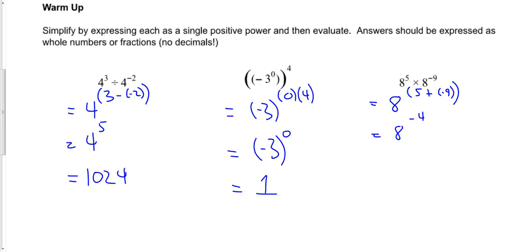So now we've got our power, but it has a negative exponent, so we want to get rid of the negative exponent. To do that, we flip the base. We do the inverse of the base. That becomes 1 over 8, and then the exponent becomes positive. Then we need to apply the exponent to both the top number and the bottom. So that's going to leave us with 1 divided by 4096.